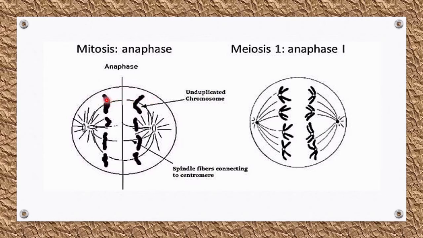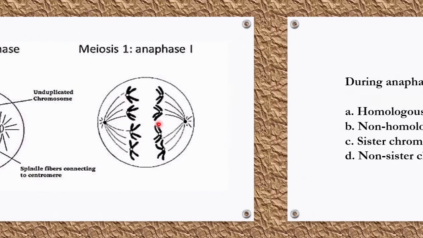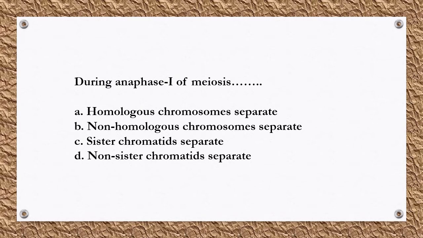But here, what happens? The centromere will not break down. It will remain intact, and without breakdown of the centromere, all homologous chromosomes will be dissociated from each other, and the sister chromatids will remain associated with each other. In mitosis, dissociation of both the sister chromatids as well as the chromosomes occurs, whereas in this case only the chromosomes will be dissociated from each other, whereas the sister chromatids will remain attached or associated with each other. Based on knowledge of anaphase 1, I am giving you this MCQ.